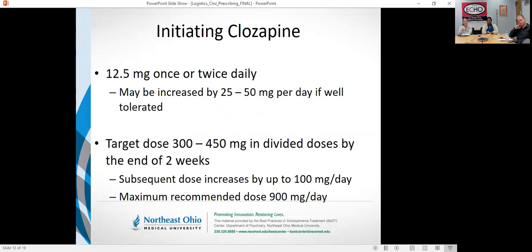Patients do not have to be inpatient to be initiated on clozapine. However, outpatient titration may be a little bit slower, just to ensure that the patients are able to appropriately tolerate their medication. The goal really would be by the end of 2 weeks to be at a target dose of about 300 to 450 milligrams, so maybe 150 twice a day.